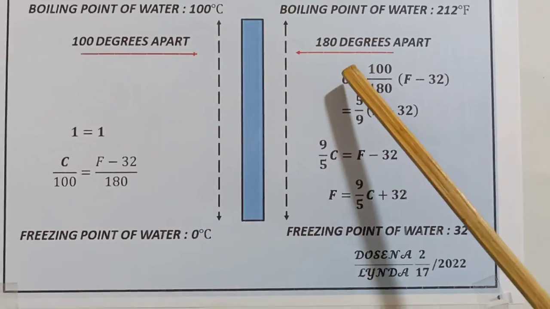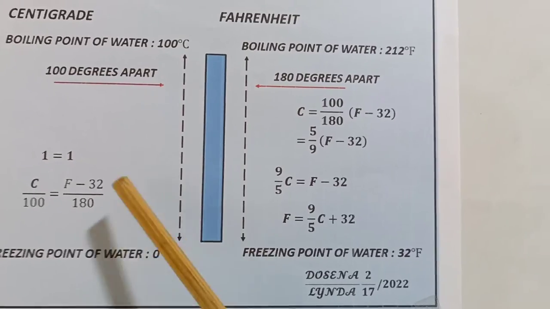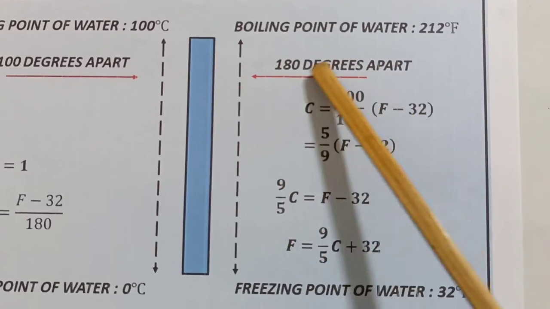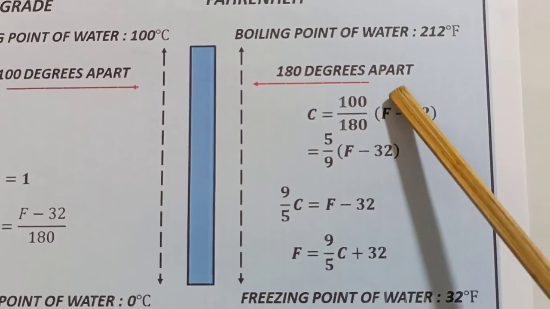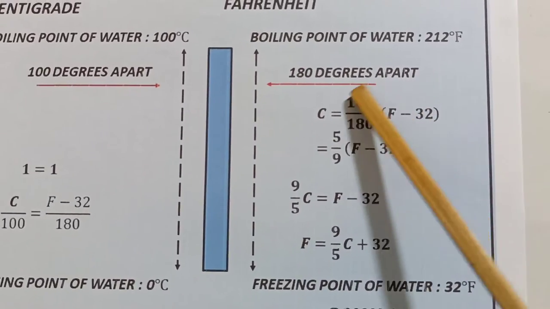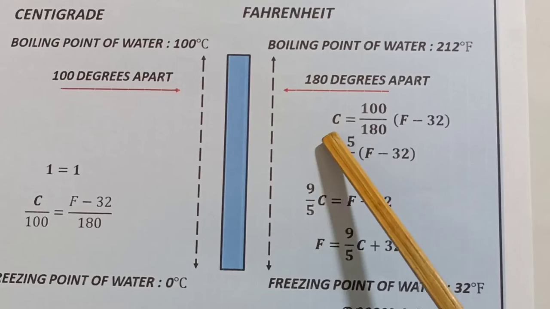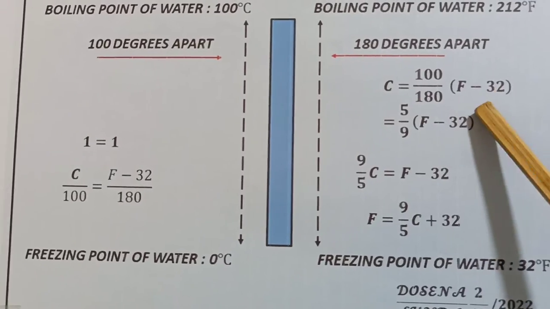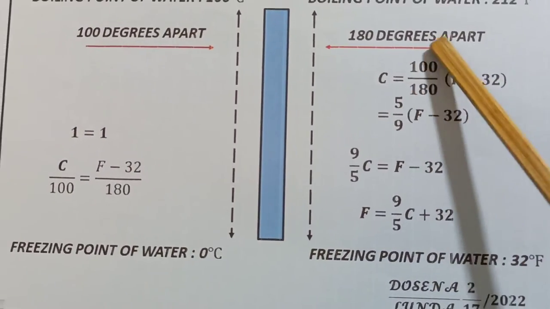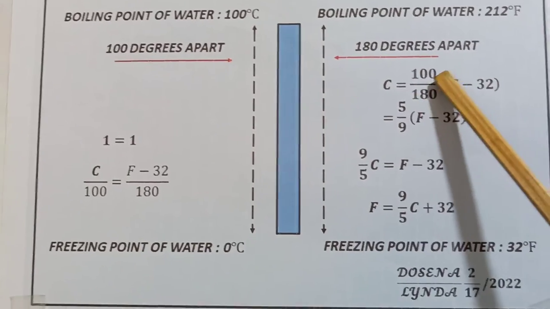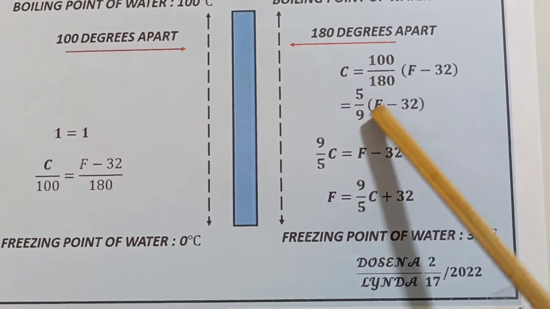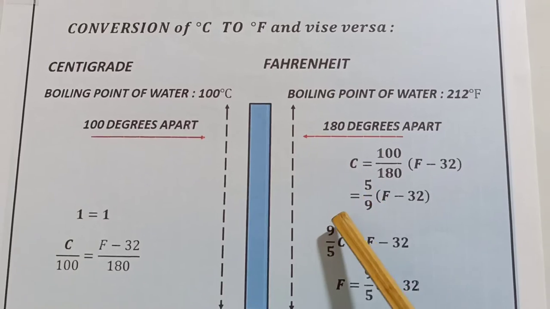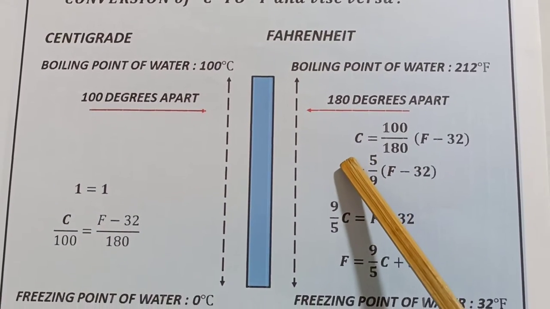And using this equation, we are going to multiply the whole equation by 100 and simplify this fraction. So we have C is equal to 100 over 180 times the quantity F minus 32. We change this to lowest terms: C is equal to 5 over 9 times the quantity F minus 32. So we have this formula for converting Fahrenheit degrees to centigrade degrees.